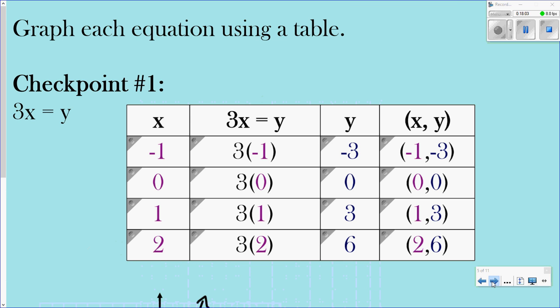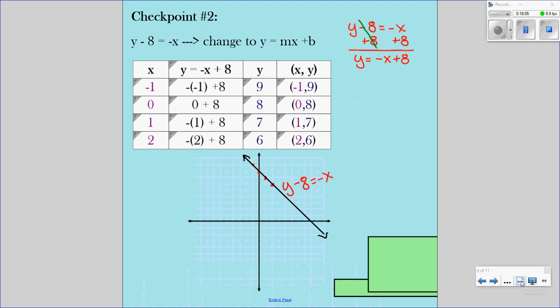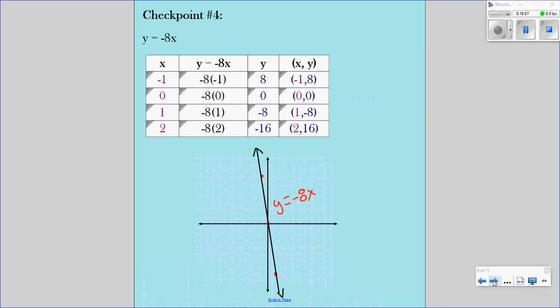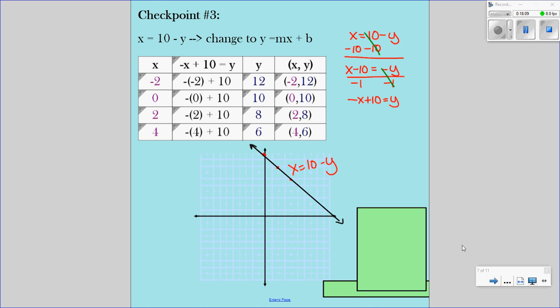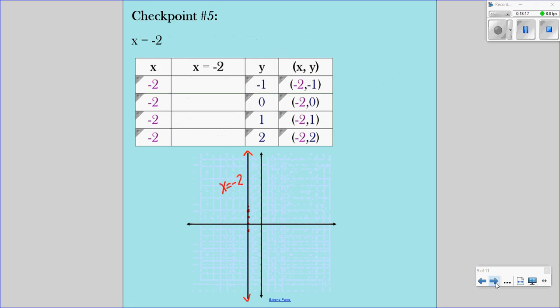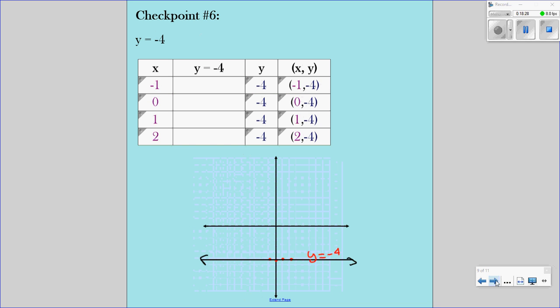Same thing here. That's what we all did. And like I said, if it's not in y equals mx plus b, change it. And when you do graph it, use the original equation, not what you changed it to. And also, when you have x equals a number, like x equals negative 2, it's always a vertical line. And if it's y equals whatever number, it's always a horizontal line.